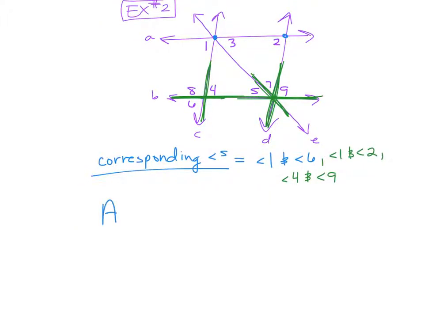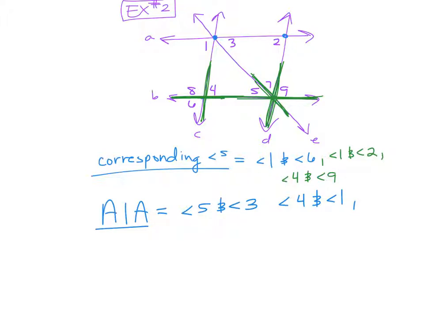Can you tell me alternate interior angles? Do you see any alternate interiors here? You got 4 and 2. No, because again, that's 4 different lines. John? 5 and 3. Okay, so angle 5 and angle 3. So 5 and 3. What else? 4 and 1. And then I got 9 and 2. Yes.